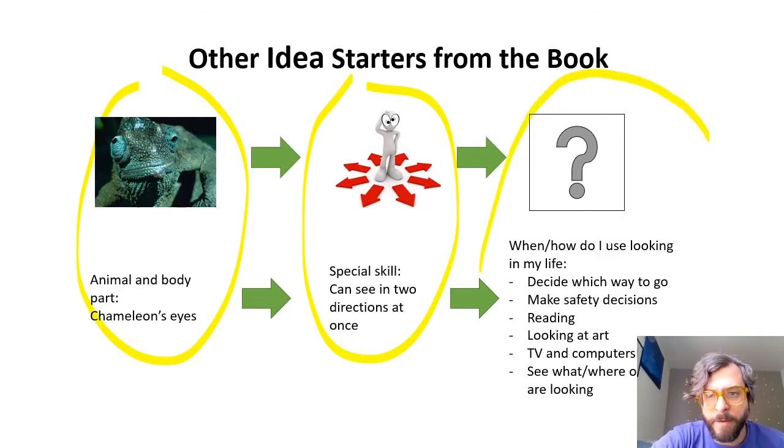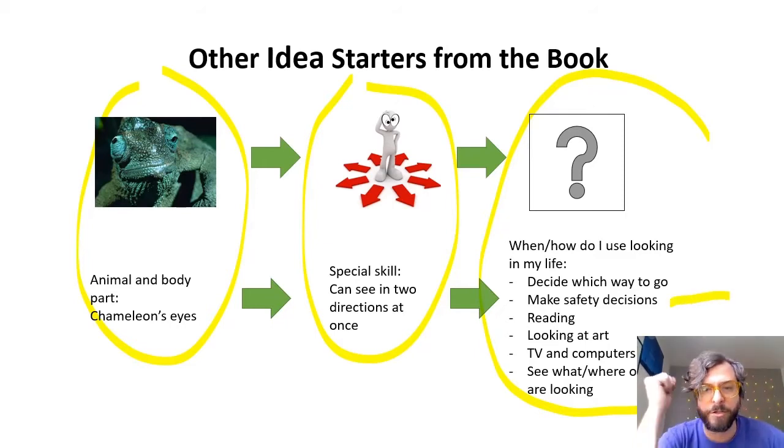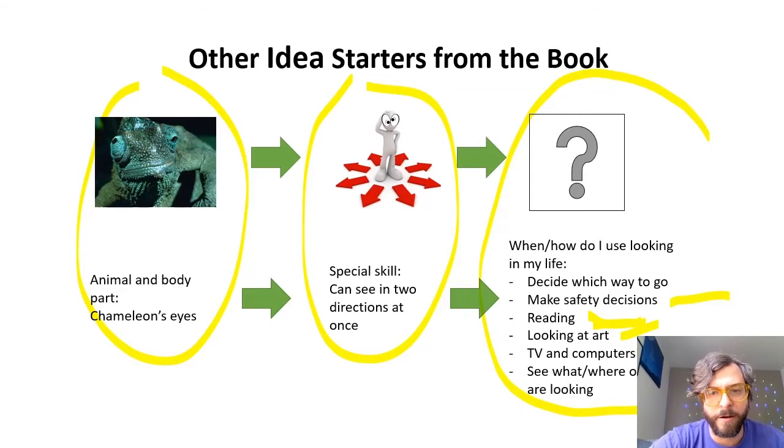But think about, how do you use looking in your life then? How could you use that special skill of seeing two directions at once when you're deciding which way to go? How could you use it when you make safety decisions? With reading, with looking, we do a lot of things like reading, looking at art and TV and computers, taking in media. Could you focus on two television screens at once? Is that even possible? Maybe, if you had a chameleon's eyes.